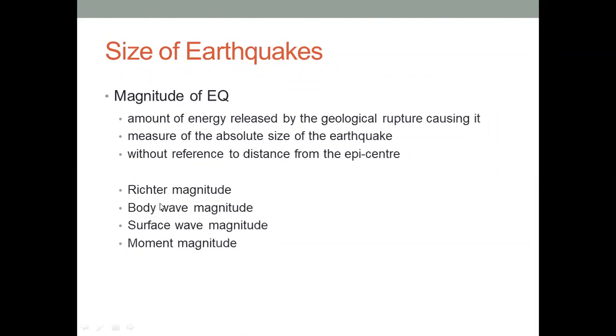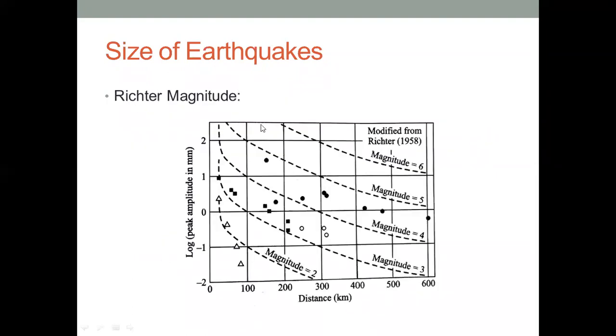There are 4 types of magnitude: Richter magnitude, body wave magnitude, surface wave magnitude, and the last one, moment magnitude. So here in Richter magnitude, this is modified from modified values.